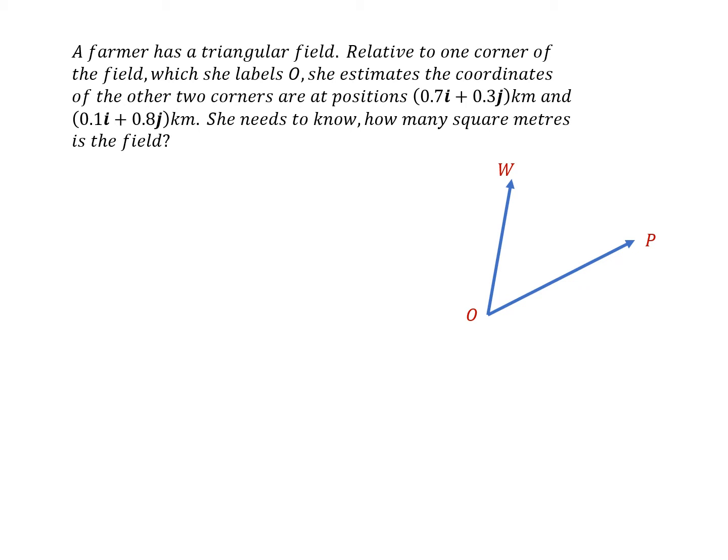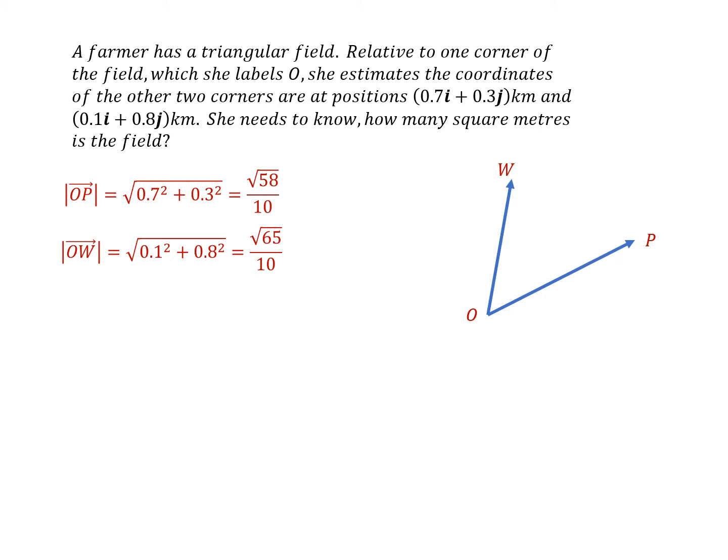We can calculate the distances OP and OW. So let's get on and do that. The distance OP is given by the modulus of the vector OP, which is the square root of its x and y coordinates, each squared separately. I've written the answer down here as root 58 over 10, and it's important to keep it in surd form because that's exact. We can do something similar to find the length of OW as follows. So OW is the square root of 65 over 10.